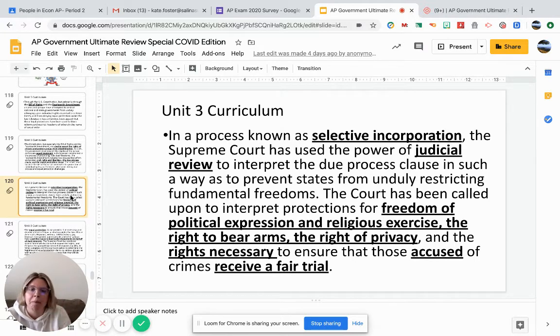Bear arms is Second Amendment. Privacy is not in a specific numbered amendment. It is one of those informal powers that came out of a Supreme Court case. And the rights necessary to ensure that those accused of crimes receive a fair trial. So those protections are both in your Fifth and then also your Sixth Amendment rights.